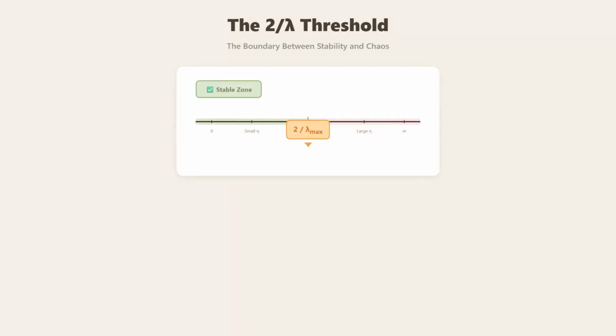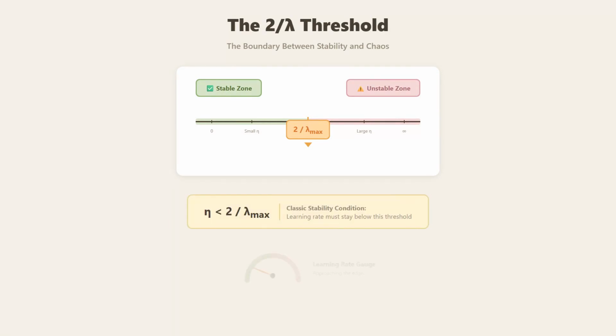Now, here's where it gets interesting. Classical optimization theory gives us a stability condition. For gradient descent to converge, the learning rate eta must be less than 2 divided by lambda max. This ratio, 2 over lambda max, is the critical threshold. Think of it like a speedometer with a red zone. To the left of this threshold is the safe zone, where gradient descent behaves nicely and converges smoothly. To the right is the danger zone, where theory predicts that training will diverge, with gradients exploding and loss shooting off to infinity. This threshold depends on the sharpness of your current position in the loss landscape.